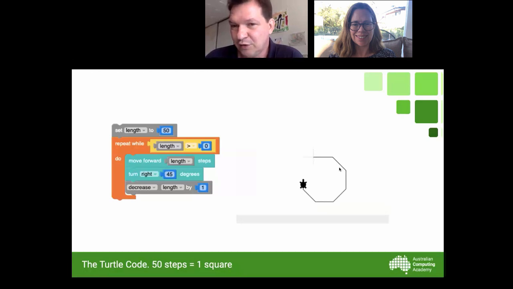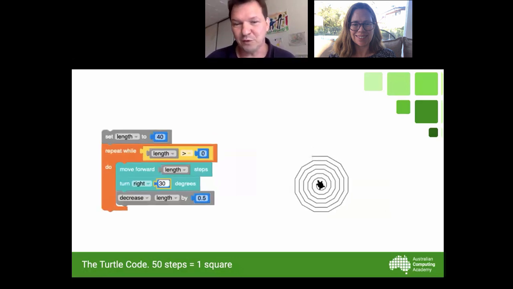And with that, we can generate some beautiful artwork like this. And you can even try that at home with a pen and paper. If you've got a ruler with you, you can try making some of these shapes just by measuring different lengths every turn. And we have another example for you.